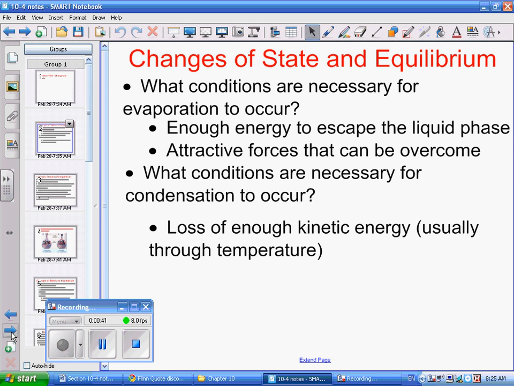A change of state, again, is going from a solid to a liquid to a gas, or it could be going in reverse, or you could be going from a solid all the way up to a gas, or a gas back down to a solid. So those are all changes of state. First question, what conditions are necessary for evaporation to occur?